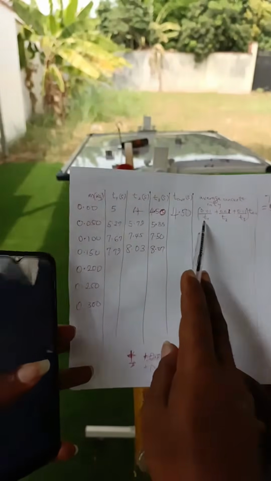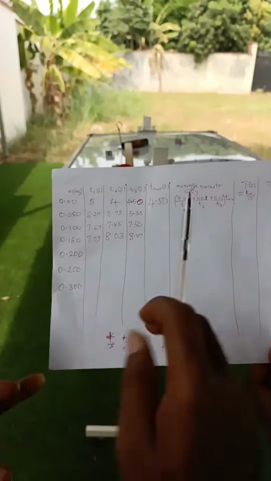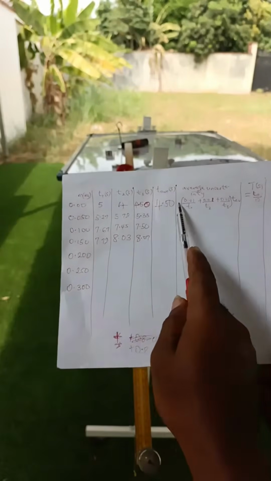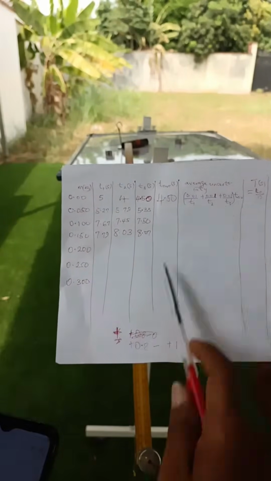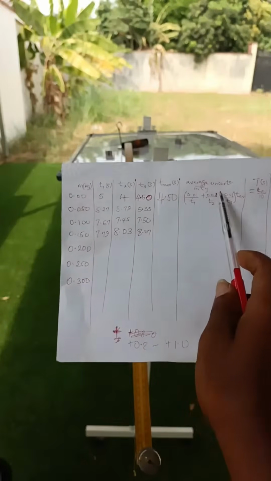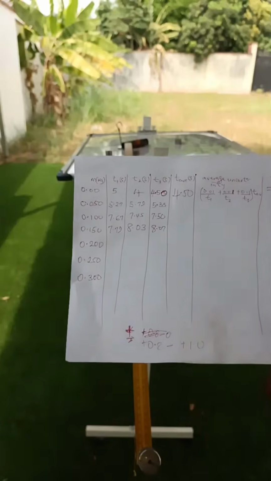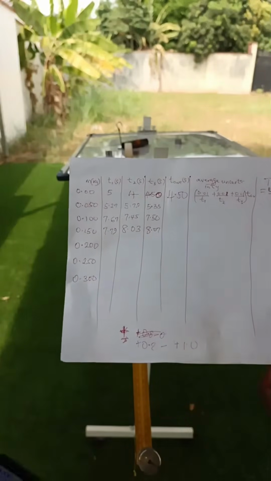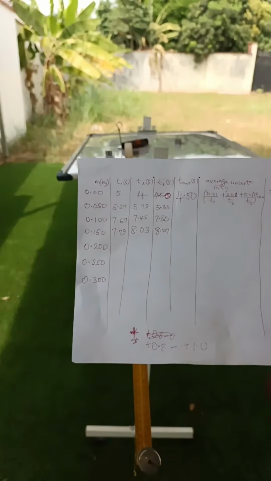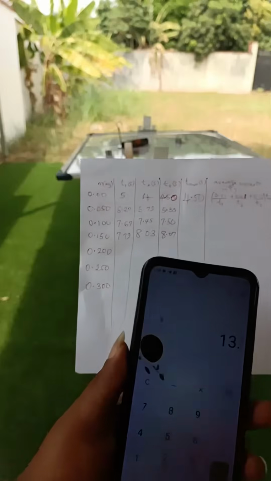Now come to average uncertainty. Don't mind me. This space is supposed to contain the value for this, right? Average uncertainty for the first guy. Look at the formula. 0.01 divided by T1 plus 0.01 divided by T2 plus 0.01 divided by T3. Whatever you get, you multiply by T average. So let us do that and see. Are we ready? Yes.